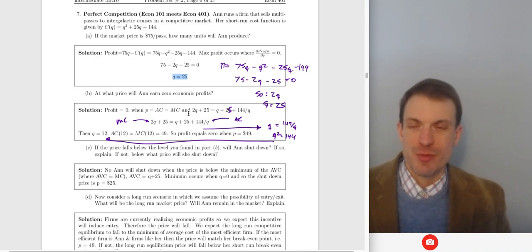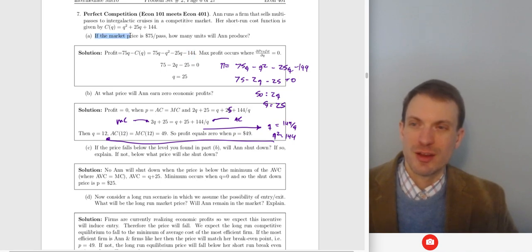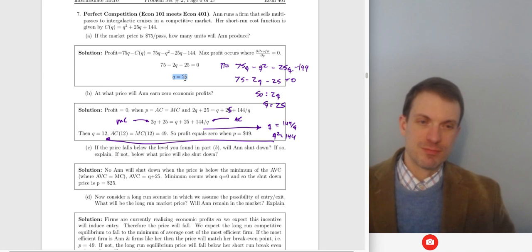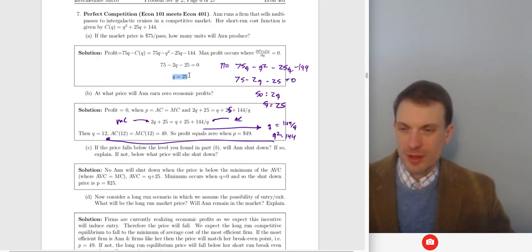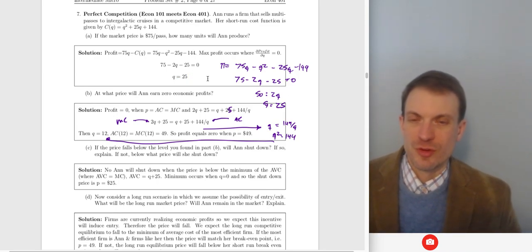We have to determine that they'd rather produce 25 than 0. If they produce 0, their profits are going to be negative 144. They lose their fixed cost. What if they produce 25? So we check that. Oh, we weren't asking that. Here we're just saying how many units would they produce. To be really, I should have, because I was a little bit lazier than I should have been. I should have actually shown, so there's two steps, right?